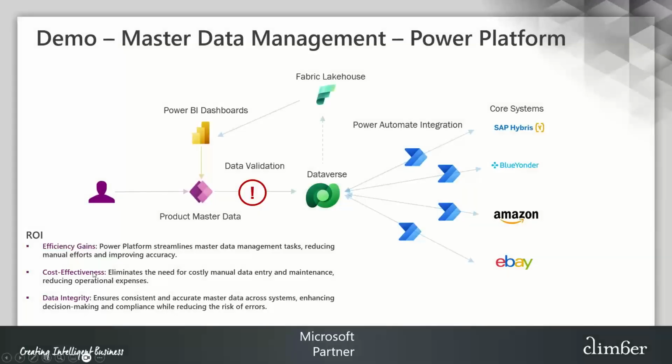So return on investment, again, we've got efficiency gains on there because it's streamlining the master data management tasks, reducing the manual effort, and improving the accuracy of the data. So we know all our systems are always aligned with each other. Cost effectiveness, yeah, we've reduced the need for that manual data entry and reduced the operational expenses because we no longer get those failed integrations and those 2 a.m. phone calls to IT to say that something's fallen over and something's not working right. So that feeds back into the data integrity. We can ensure that all our systems have got the right data at the right time.